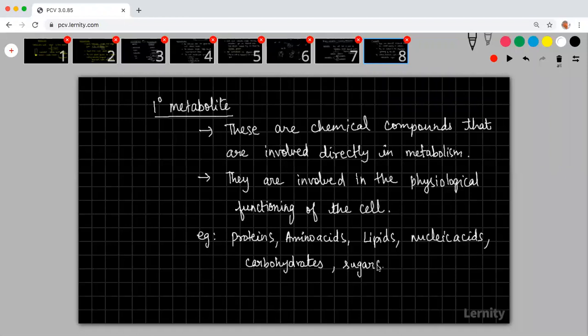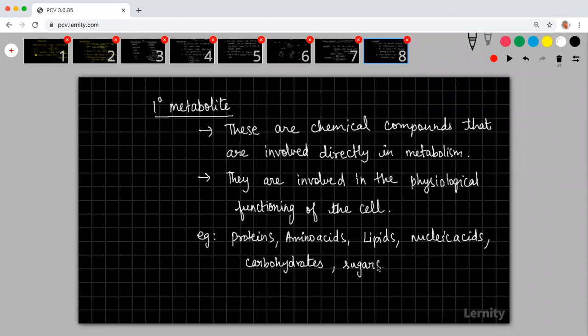All these things are called as primary metabolites. What are primary metabolites? Primary metabolites are substances that are directly involved in metabolism, either in the building up process or the breaking down process. So for example, if you eat food, the major components of that food will be broken down into primary metabolites.